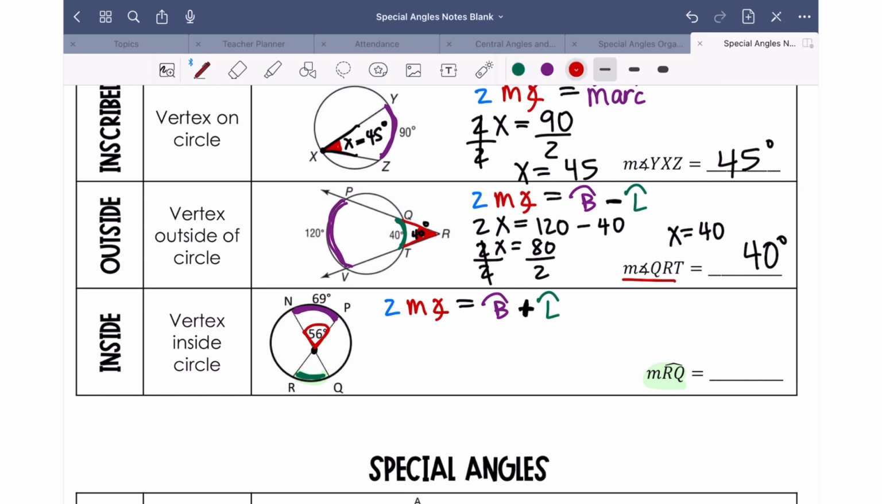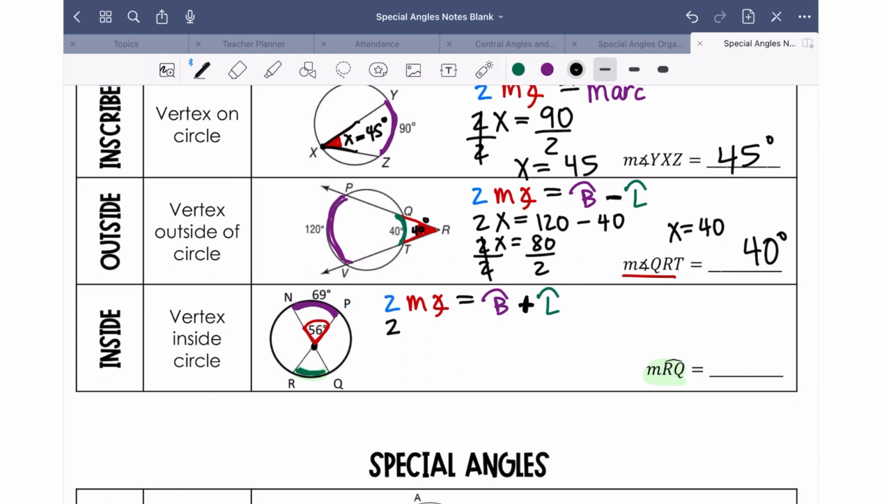We just plug it into the equation just like any other problem. So 2 times the measure of my angle. So for here, it's 56 degrees. And that's equal to the big arc. What is my big arc measurement? 69. Plus the little arc, which is the one we're looking for. So I'm going to use X. Okay, so this one looks a little different. But like I said, this is an equation. Some pieces may be missing and others might be given. It just depends what your problem is. So be good at labeling and writing your equation down so you don't mess it up and plug something in the wrong place. All right, so 2 times 56, that's 112.